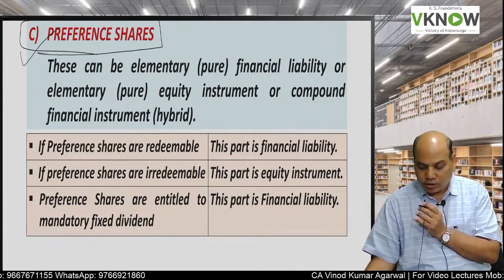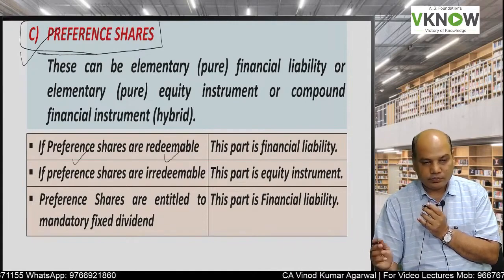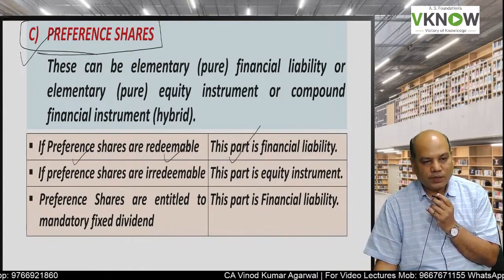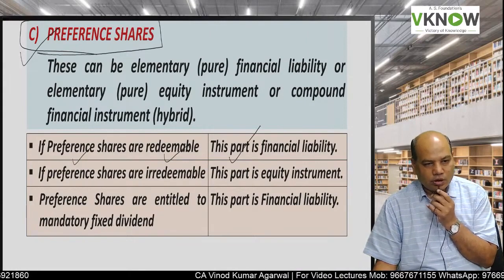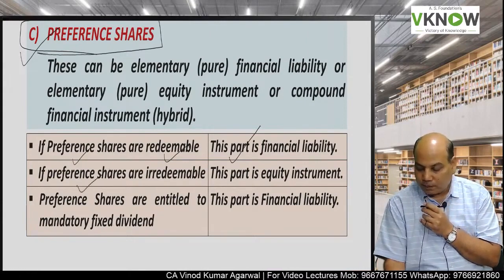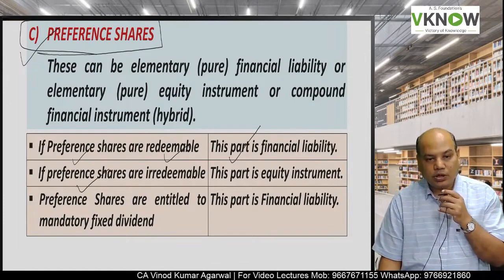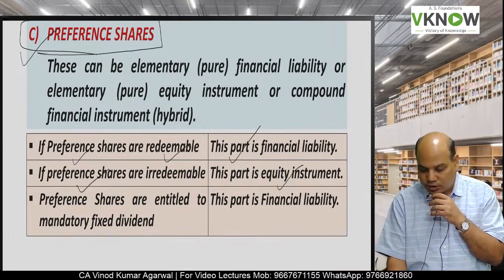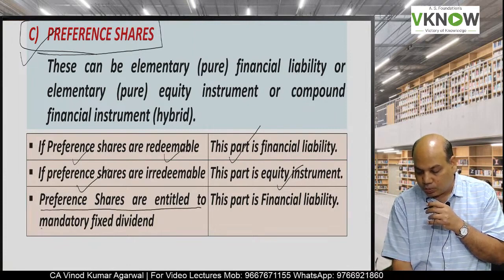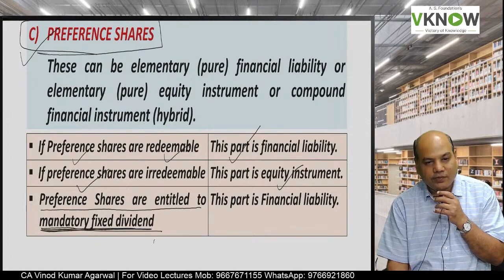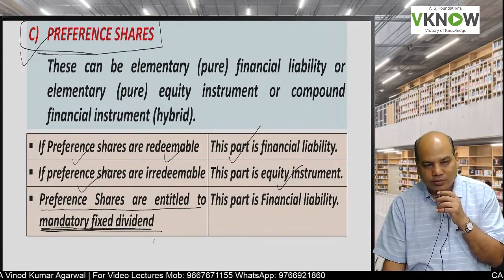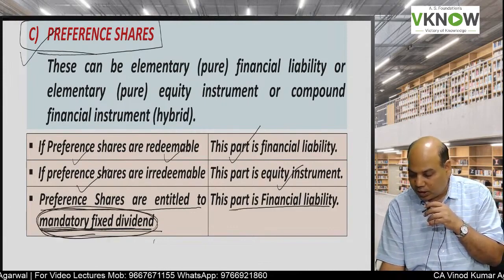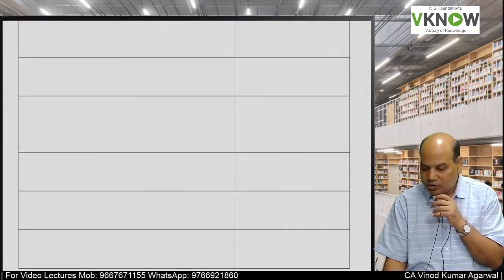So if preference shares are redeemable, if the principal amount, the face value is redeemable, then that part of the preference share will be a financial liability because there is a contractual obligation to pay cash. If preference shares are irredeemable, that means there is no contractual obligation to pay principal amount, then that part is treated as equity instrument. If preference shares are entitled to mandatory fixed dividend, underline mandatory fixed dividend, company has to pay, there is no choice, then that mandatory fixed dividend payment part will be treated as financial liability.